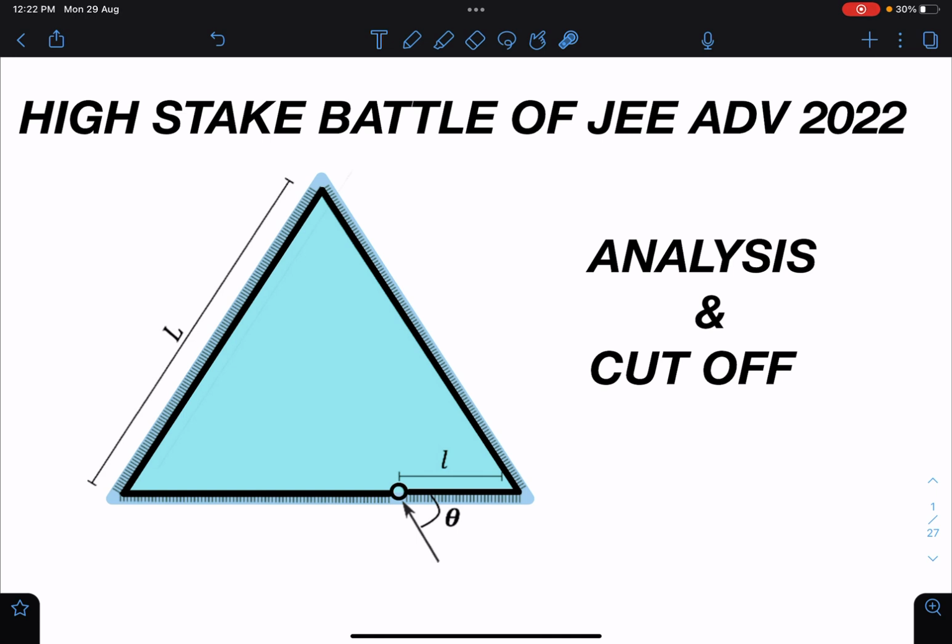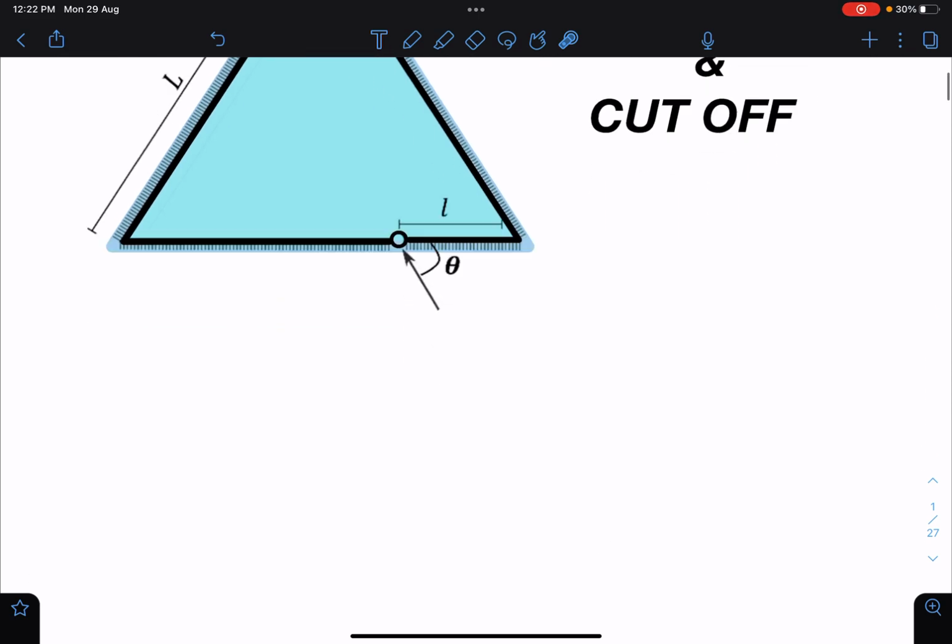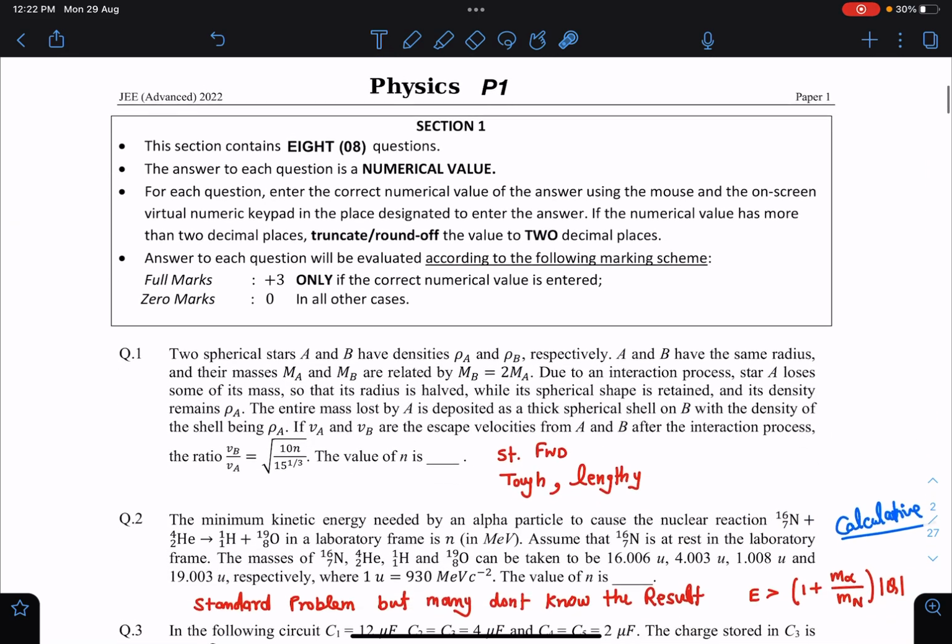I'll just give a prediction based on my understanding. I may be completely wrong also in that. So let's start here. Problem-wise, I'll check each and every problem, and we will see whether it is easy or moderate or a difficult one, or the calculative part of the problem. So here is the analysis of paper 1.